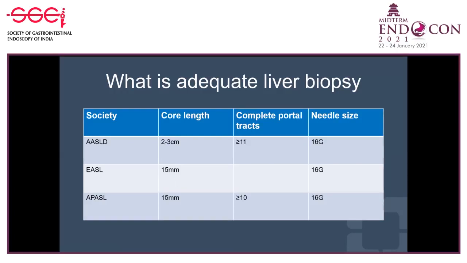EASL recommends core length to be minimum 15 millimeter. There is no definition on the number of complete portal tracts required, although more than 6 is usually suggested. And again, the EASL also recommends 16 gauge needle as a preferred gauge. Asia Pacific also recommends core length 15 millimeter, and at least 10 complete portal tracts, and again, a preferred needle size being 16 gauge.